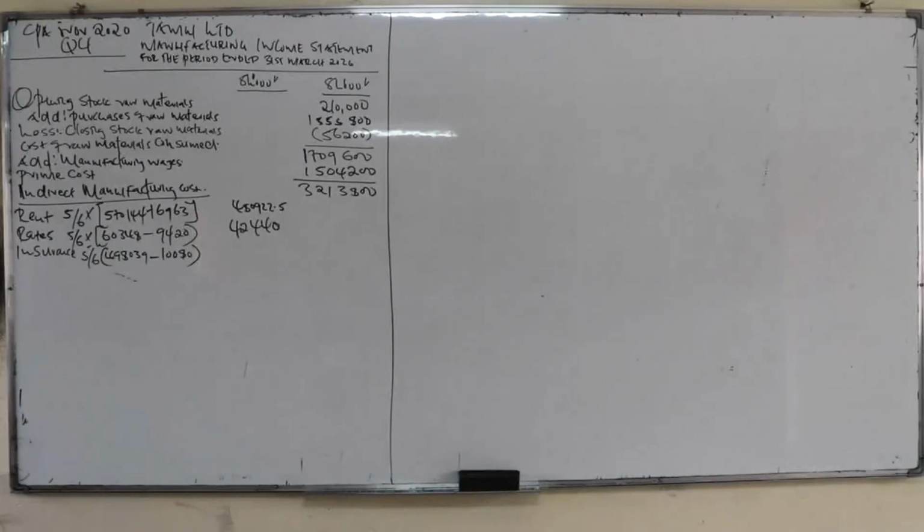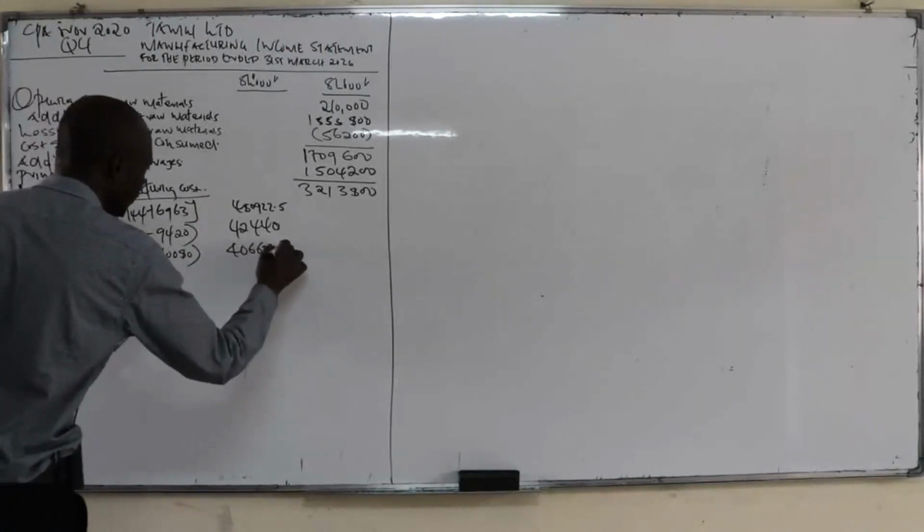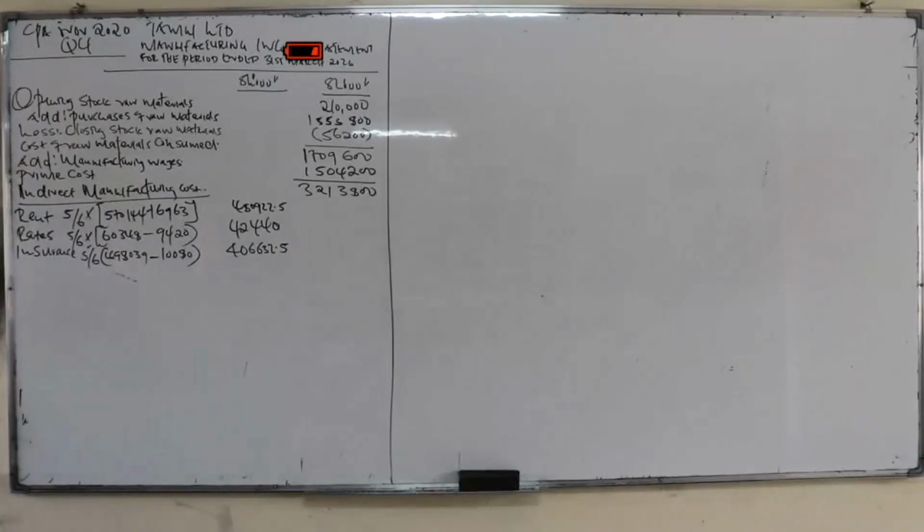I'll give you time to write. Don't write, just participate in calculation and listening. This is very important. Company accounts and manufacturing accounts, one question must appear in the exam. How much does it come to? 406,632.5. You are right. We are through with insurance. We go to heating and lighting.